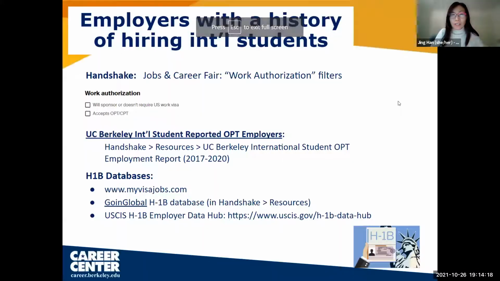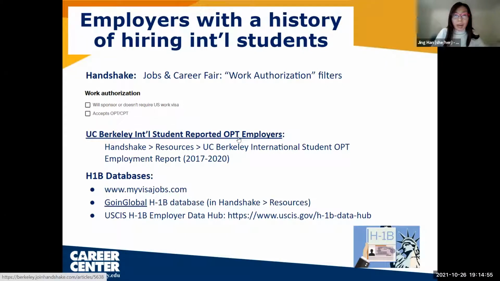Then we come back here. Beyond Handshake, thank you for talking about other websites, other resources for us to find employers and jobs. Again, after you get the slides, you will have the link. In your Handshake resources, we put together the employer list that hired Berkeley international students using OPT over 2017 to 2020. You can check the employers, and some of them might not be on Handshake, but they hired before, so they're more likely to consider us moving forward. So that's the value of that.